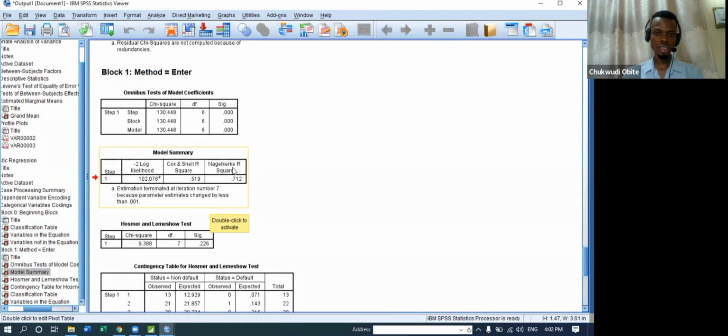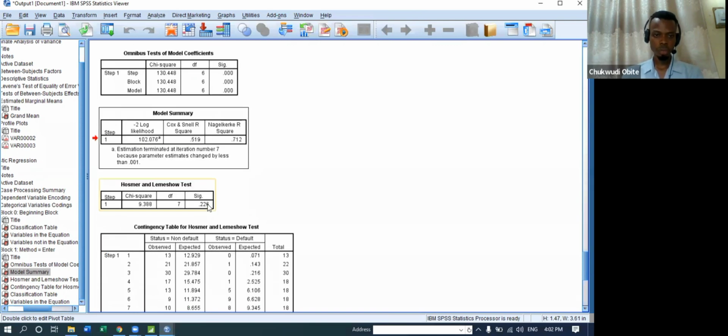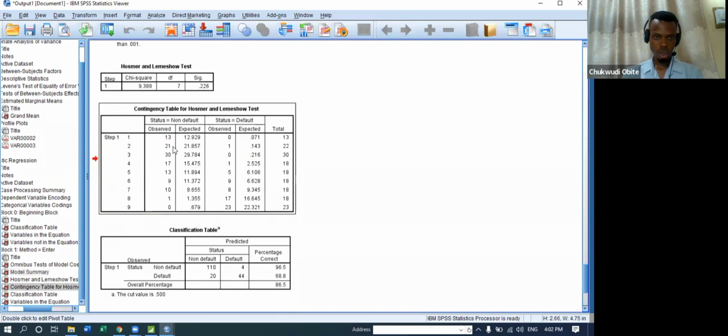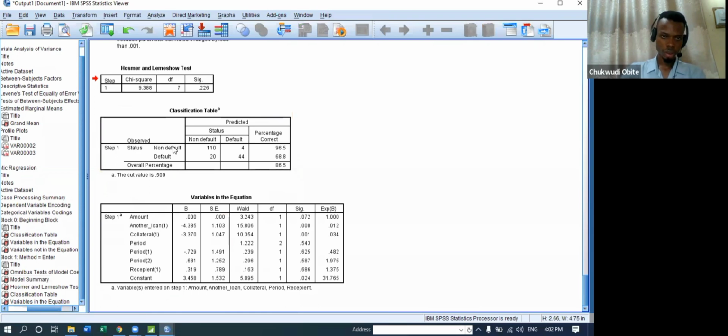So SPSS gave us two different types of pseudo R square. The first one, which is the Cox and Snell, and this other second one. So you can use any of them. I think I mostly use the last one. We'll come back to this. So we don't use this. We'll delete it.